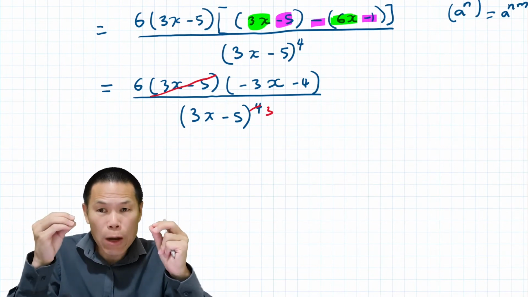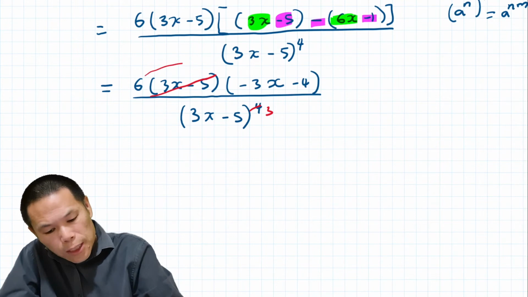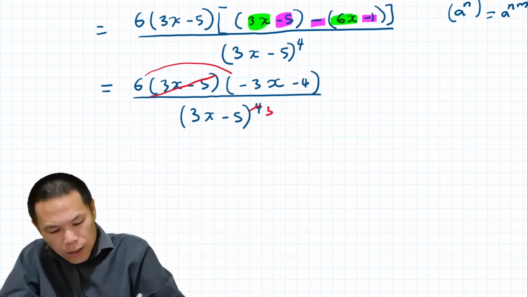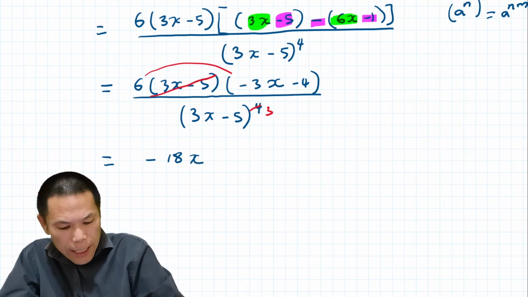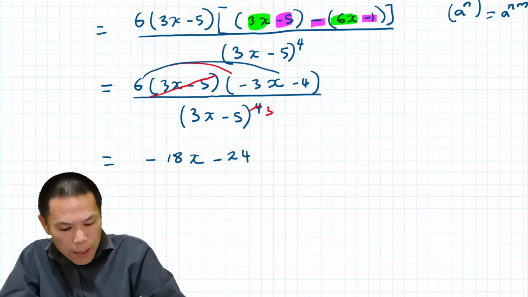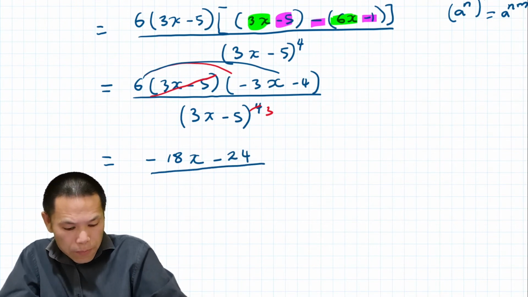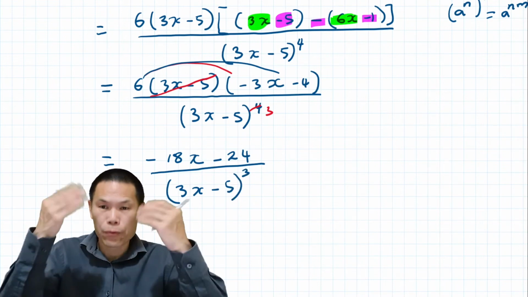That's it. So now what I do, I expand the brackets. So what I do, I go 6 times that, okay? So it is equal to negative 18x. And 6 times negative 4 gives me negative 24. Over 3x minus 5 power of 3. There you go.